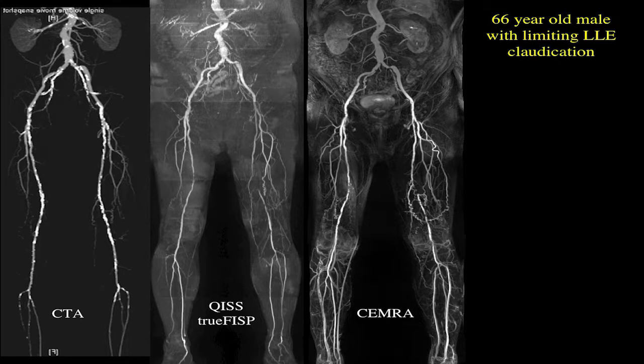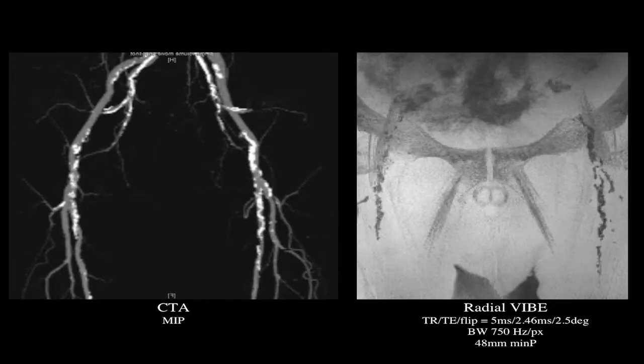Another example: dense calcifications, hard to interpret the CTA. KISS, no problem at all. Contrast enhanced MRA gives essentially equivalent results showing this left SFA occlusion, but you can't see the calcifications. However, when you do, in this case, we are using a proton density weighted radial VIBE sequence. If you look, essentially point by point, there is equal demonstration of calcification.